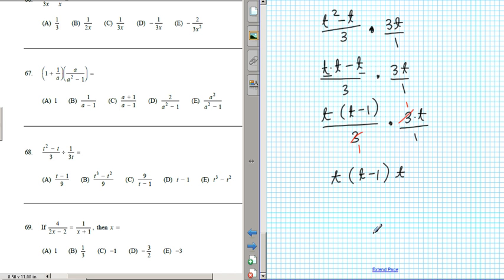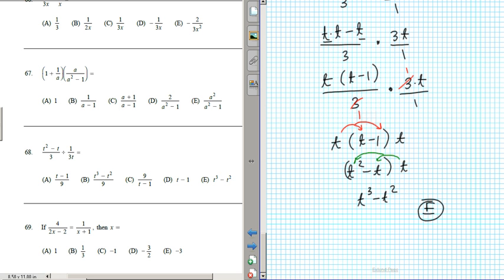How do you do this? We're going to distribute one at a time. Let's do the left one first. It distributes to the inside and becomes t squared minus t, and then we have a t here. Now we can do the one on the right. It distributes inside, and you're going to have t to the third minus t squared. And there goes your answer. So your answer for number 68 is E. Alright, let's move on to 69.